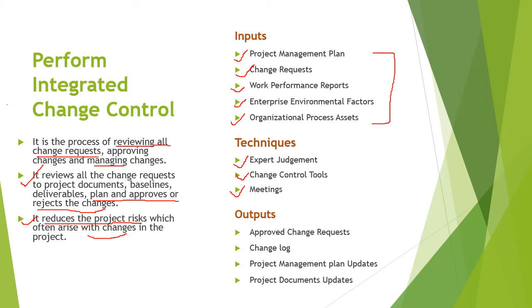Now let's have a look at the outputs. The first output is, of course, approved change requests. Change requests are properly processed according to the change control system by the project manager, the change control board, or by any assigned team member. Approved change requests will be implemented, as we've already discussed, through the direct and manage project work process. The disposition of all the change requests, whether they are approved or not, will be updated in the change log as part of the updates to the project documents.